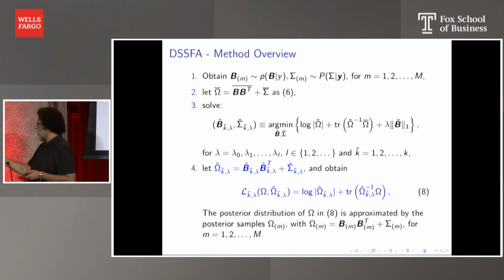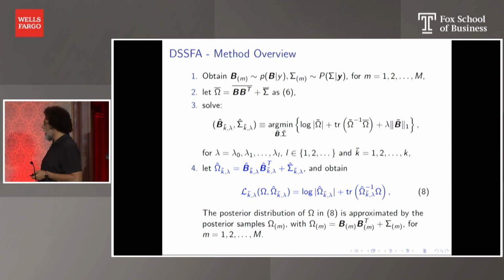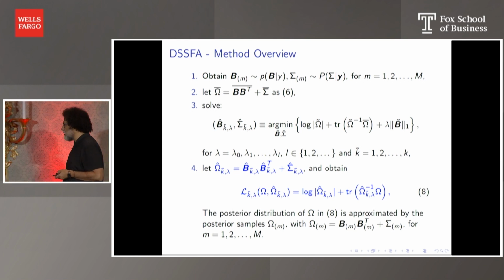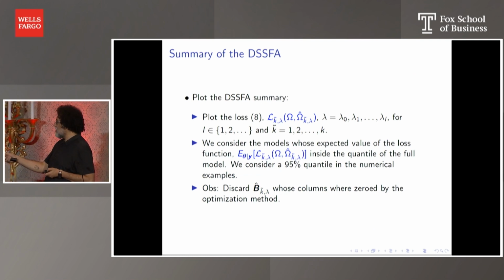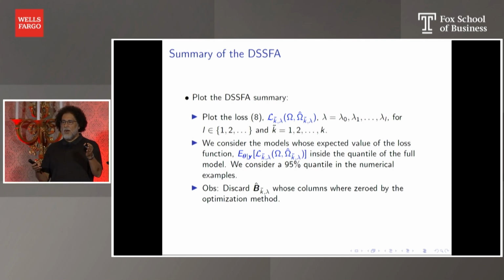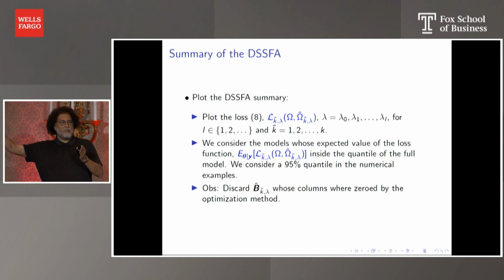So here's the summary. It's like a recipe. We draw from the posterior distribution, estimate the posterior mean for omega. Then you run through K from 1 to K tilde, and lambda in a set of potential penalty values. And then you find the one that minimizes the loss. So when we do that, we can plot these losses for different numbers of factors and different lambdas, and decide where it starts to deteriorate when compared to the one with the saturated model.